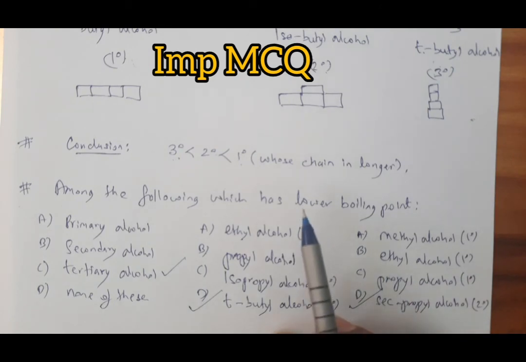In the same question, if I had asked which will have the higher boiling point, then obviously primary. But there are three primary. Which primary? The one whose chain is longer: methyl, ethyl, propyl. So propyl will have the longer chain. So the answer would have been C.